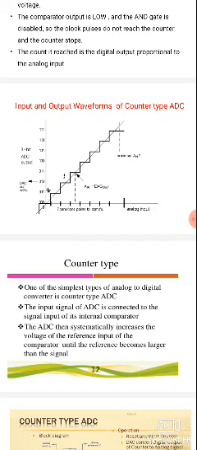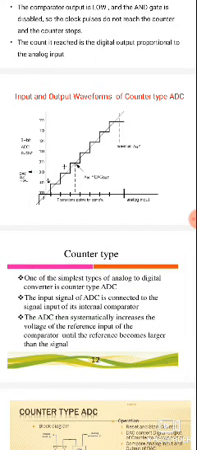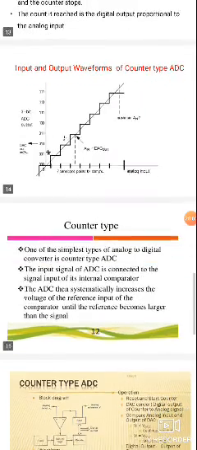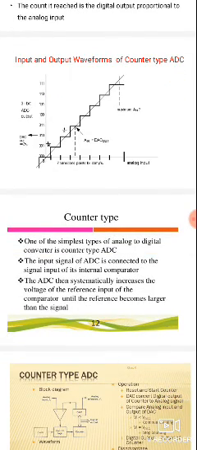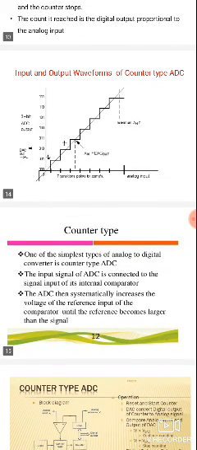So the clock pulses do not reach the counter and the counter will be stopped. Only in the AND gate enable condition do the clock pulses reach the counter, and the counter starts counting. Here the clock pulses do not reach the counter, and the counter stops. The process of counting is stopped. Next, when the counter stops counting because the AND gate is disabled, the count reached gives a digital output proportional to the analog input.